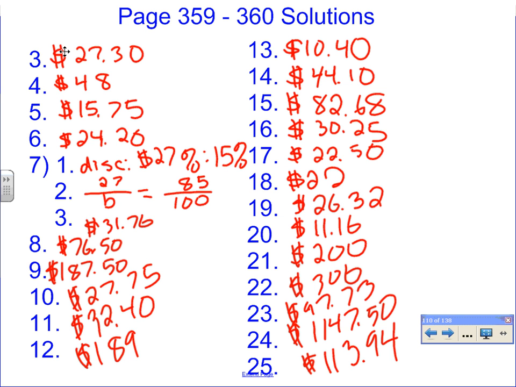Let me read you the directions, Drew. For 3 through 6, it says, use the given information to find the new amount. So if you have to find the new amount, you have to find A. Does that make sense? Remember, new amount over original equals P over 100.